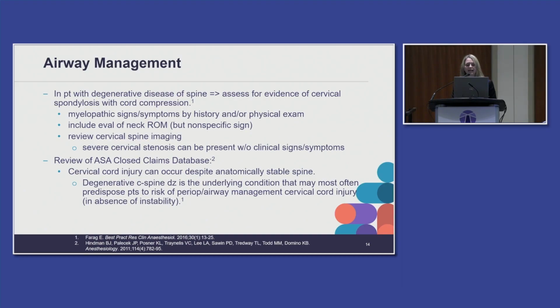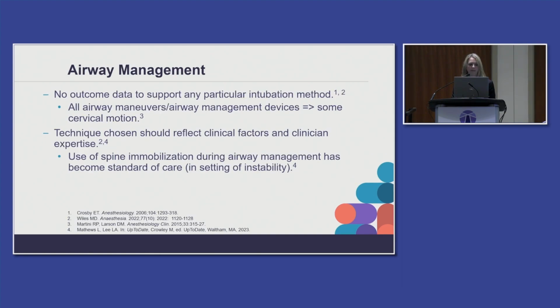A review from the ASA Closed Claims database shows that cervical cord injury can occur despite an anatomically stable spine. That's what we're talking about most often for these cases, and that degenerative cervical spine disease is the underlying condition that may most often predispose patients to risk of airway management cervical cord injury in the absence of instability. There's not really any outcome data to support any particular method. After all, airway maneuvers and airway management devices will lead to some cervical motion.